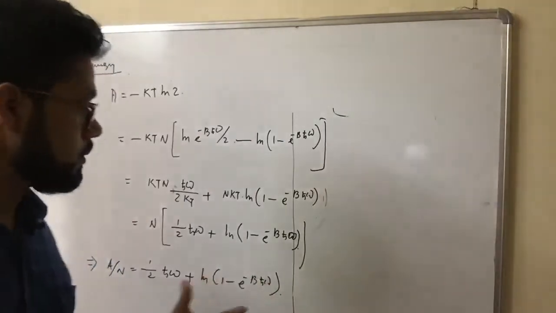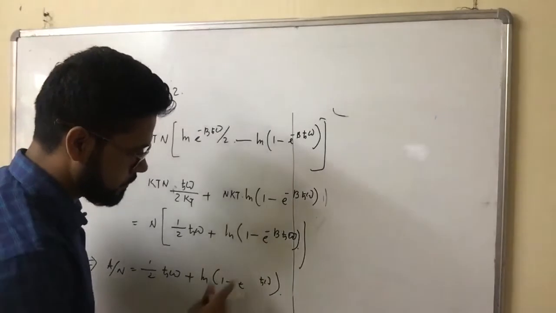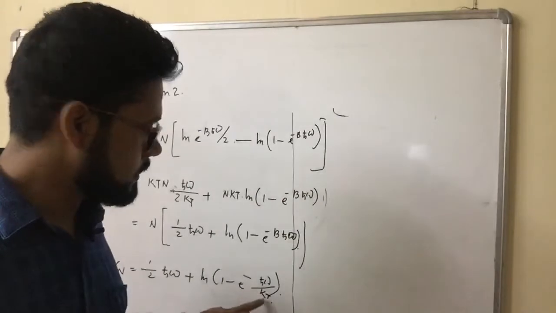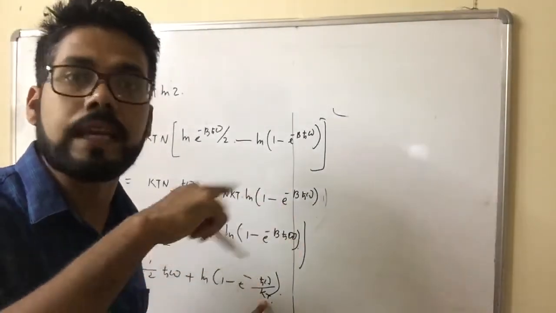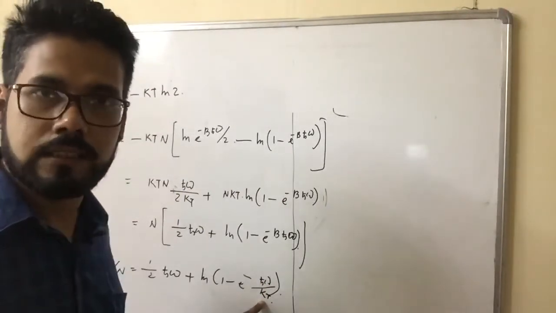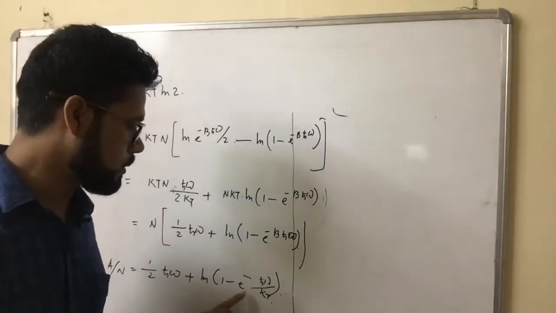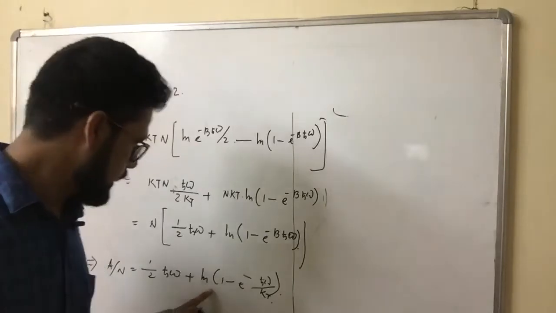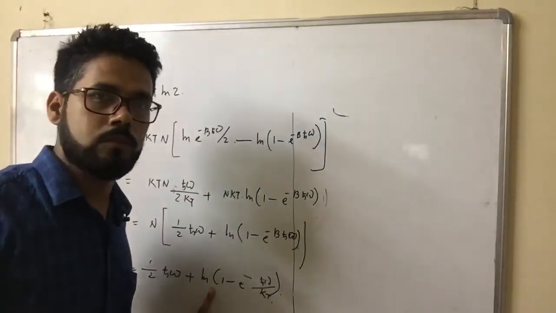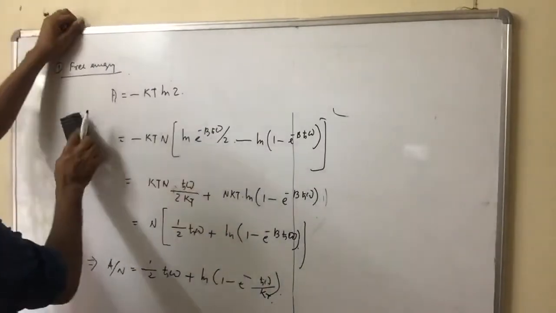Now, at very high temperature, suppose T tends to infinity. So h cross omega by kT tends to, sorry, tends to 0. So e to the power 0 means 1, and ln of 1 minus 1... the logarithmic term goes to zero, and this equals half h cross omega plus that term. Clear? This way you will get a question asked.